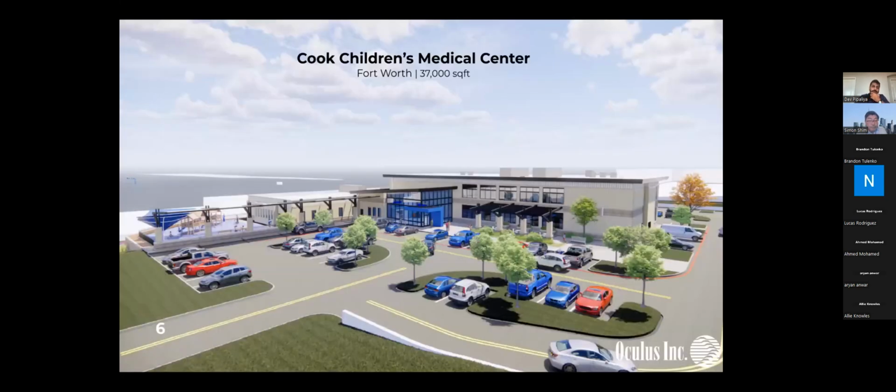Another one is this Cook's Children Medical. This is again in Fort Worth. You can see it's kind of a smaller project. It's 37,000 square feet, but this is actually an experiment project for us and the owners. We are trying to use as many new tools, as many AI tools as possible in this project. Just because it's kind of small, we have the option to not get it right the first time and have enough time and money to redo some things if needed. So it's been really interesting working on the project because we have a lot of tools to choose from.